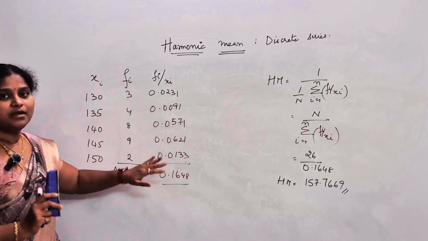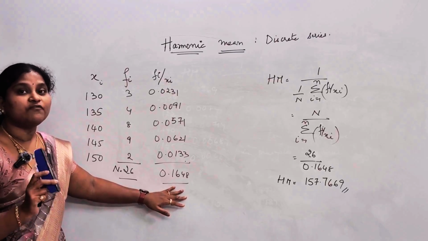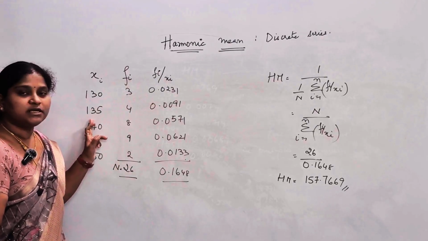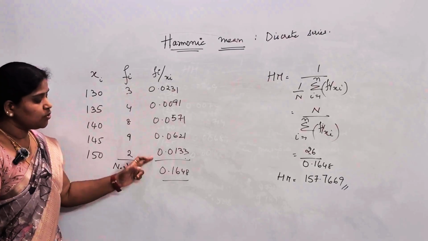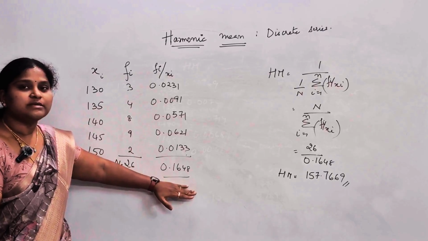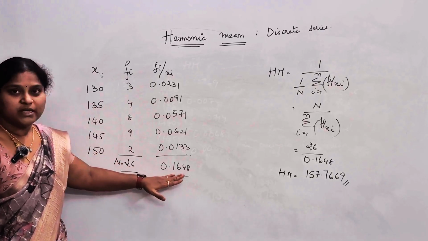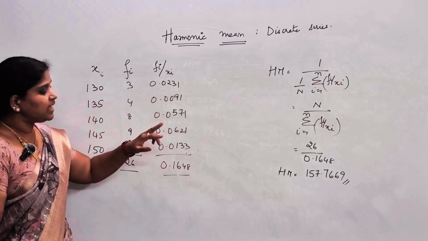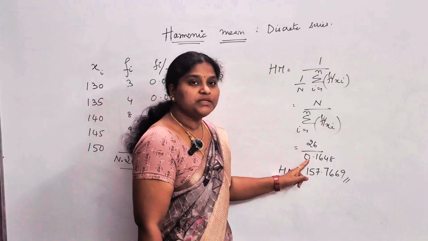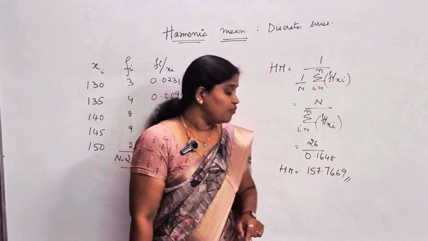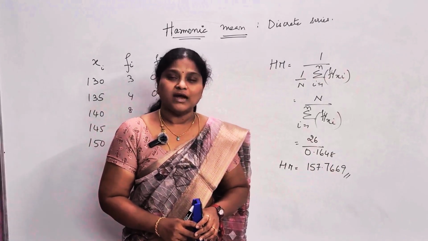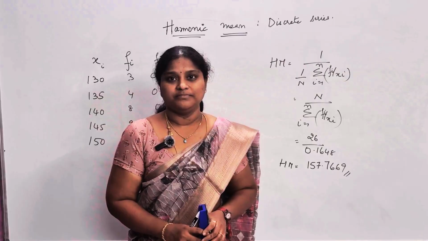So in the third column, I'll find the values of fi by xi: 3 by 130 to give 0.0231, 4 by 135 to give 0.0091, and so on. Now the sum of this third column gives sigma fi by xi, that is 0.1648. Substituting the values where capital N is equal to 26, the harmonic mean is 26 by 0.1648 to give us the value 157.7669.